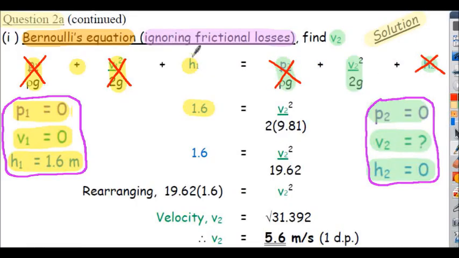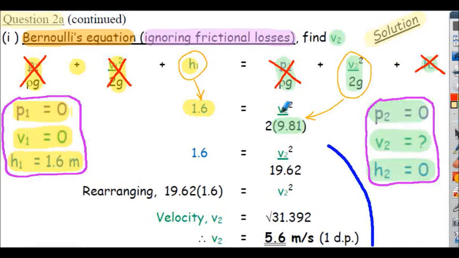So essentially we're left with H1 on the left-hand side is equal to V2 squared divided by 2g on the right-hand side. We know the value of g, it's always 9.81 meters per second squared. So we can now transpose the equation for V2. I'll let you review the transposition at your own pace. You need to make V2 the subject. And we find that V2 is equal to 5.6 meters per second to 1 decimal place.